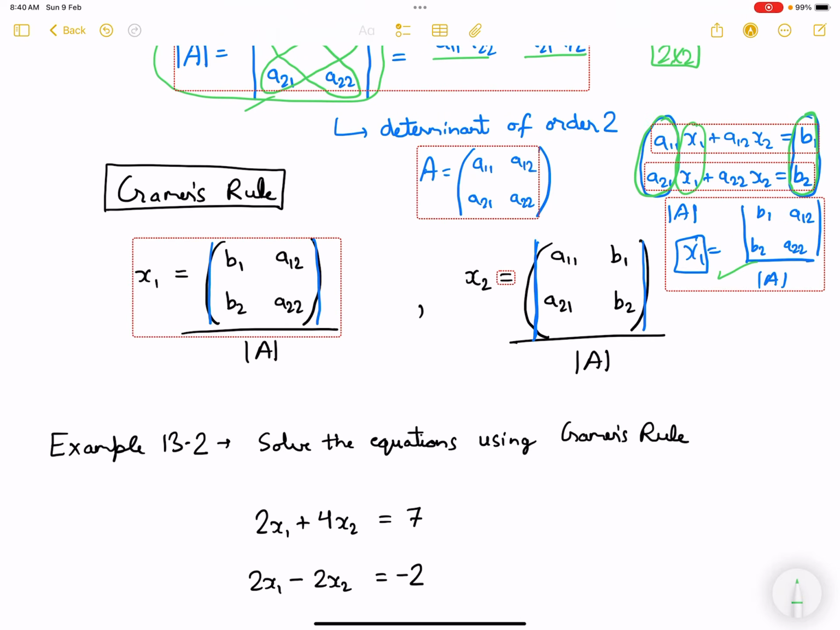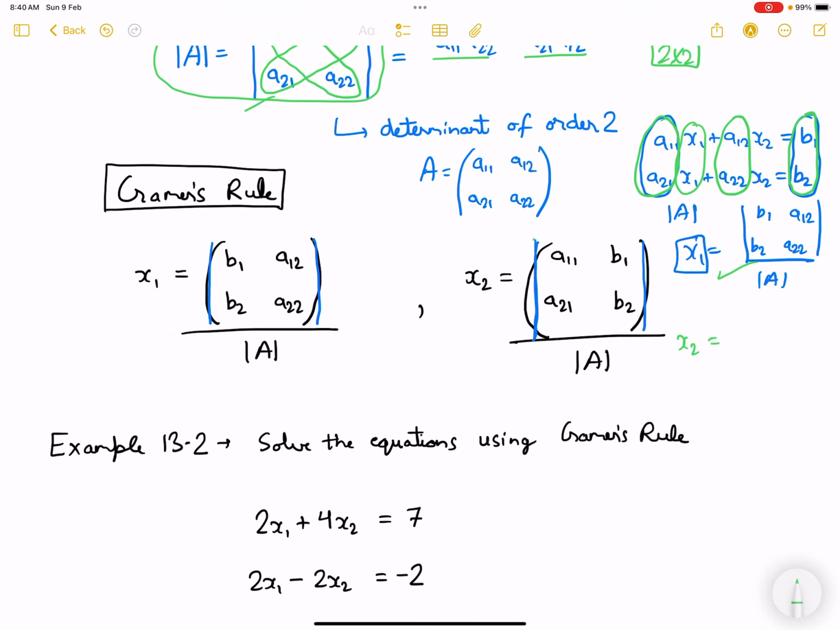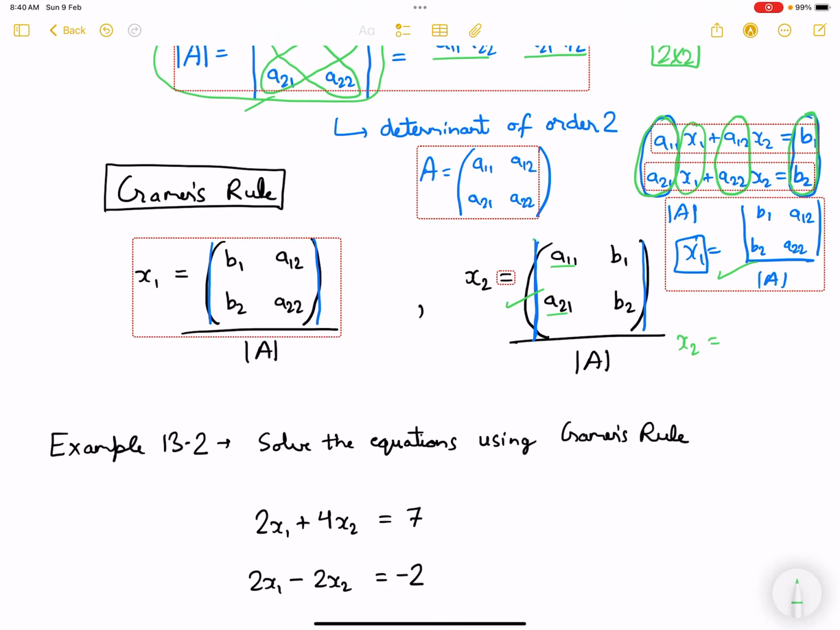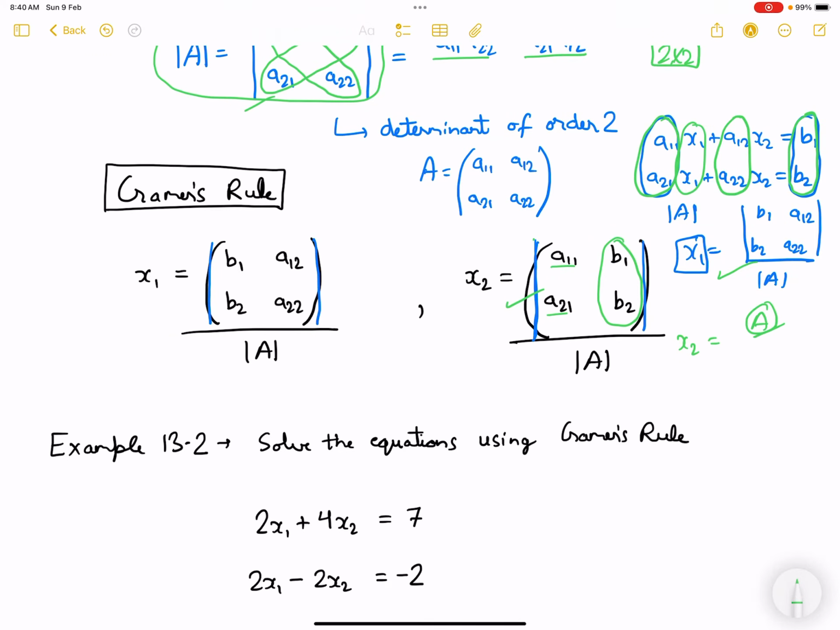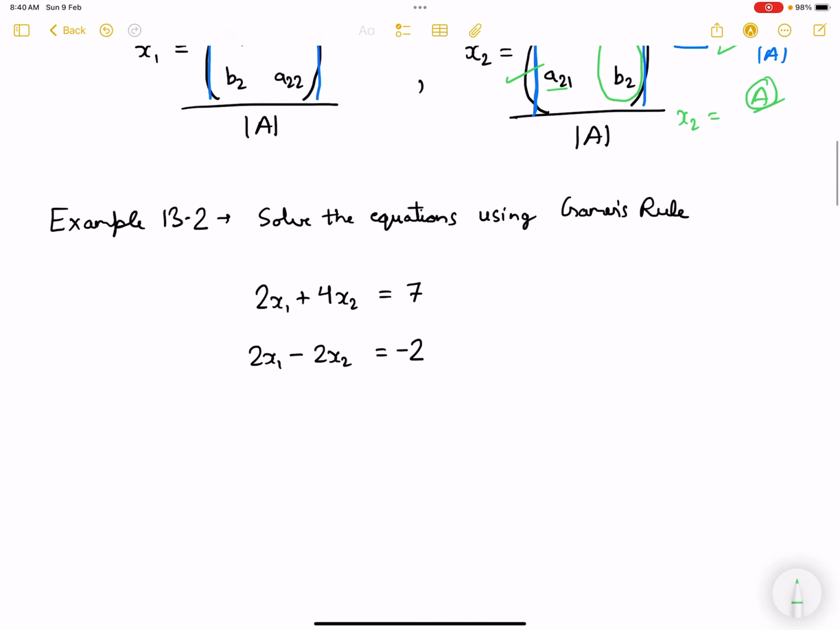Similarly, for x2, we'll replace the second column. So x2 would be this thing: a11, a21 is as it is, and then b1, b2 would be replaced in the A matrix. Okay, so let's do a question which will make things more clear.